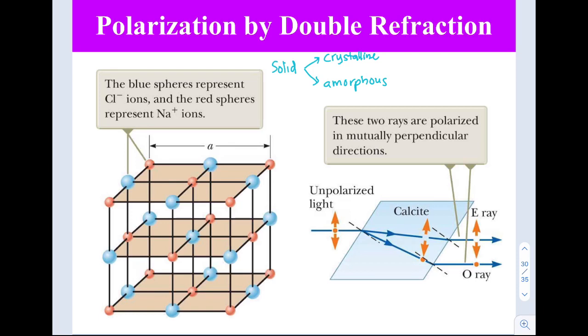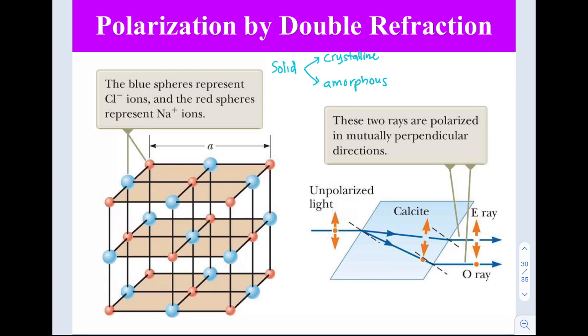But we have another type of internal structure for solids, which is amorphous, for example glass, where the atoms or molecules within the glass are not arranged in a pattern like this. So they are distributed randomly.